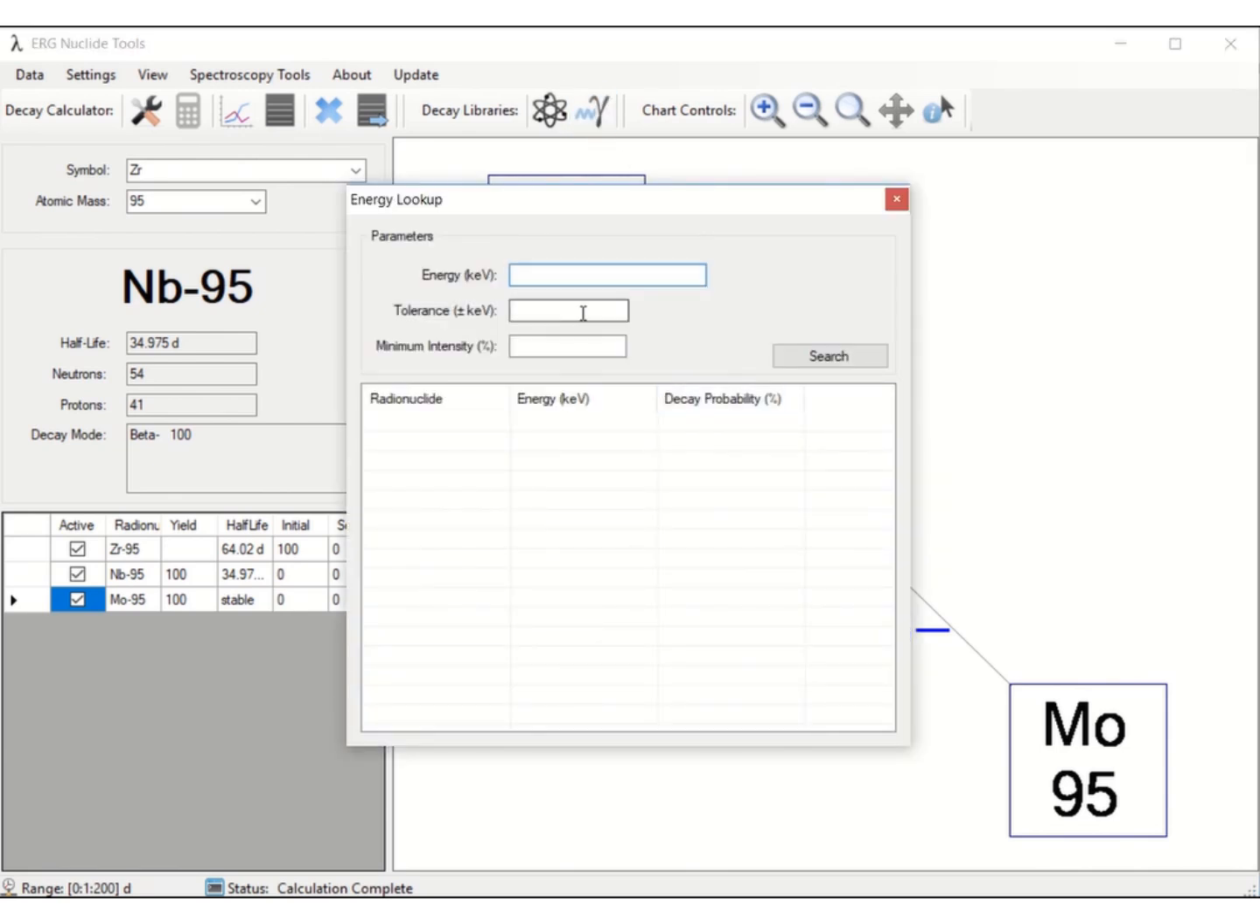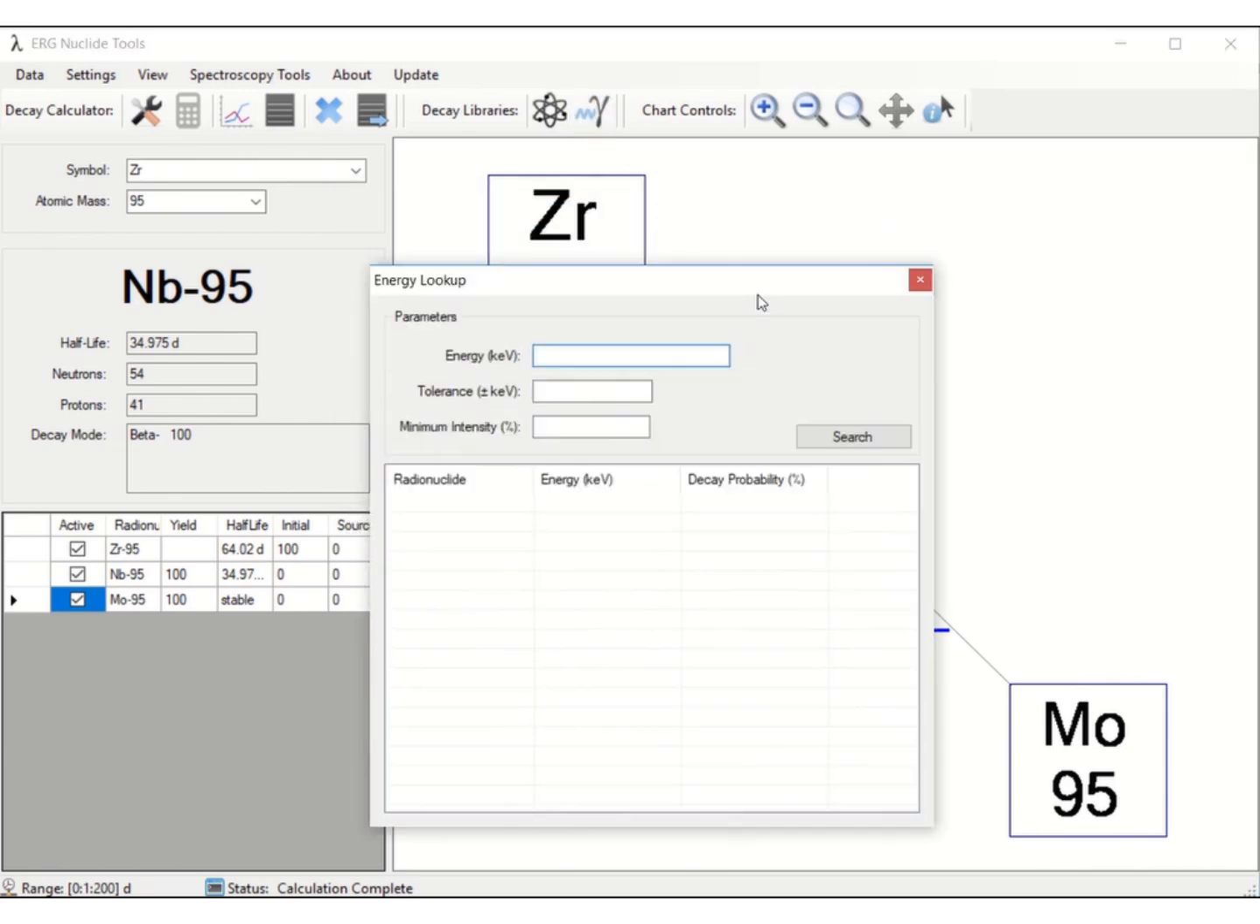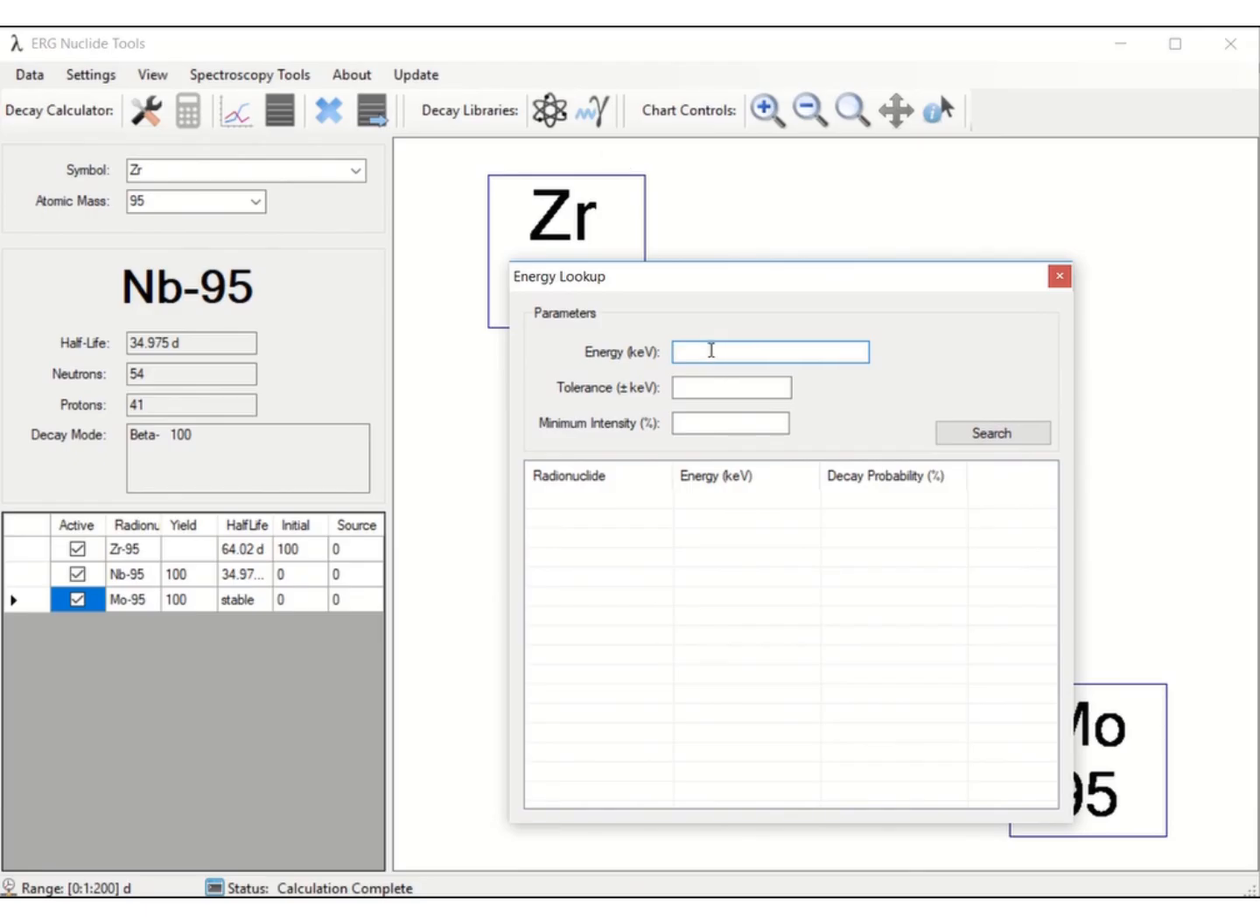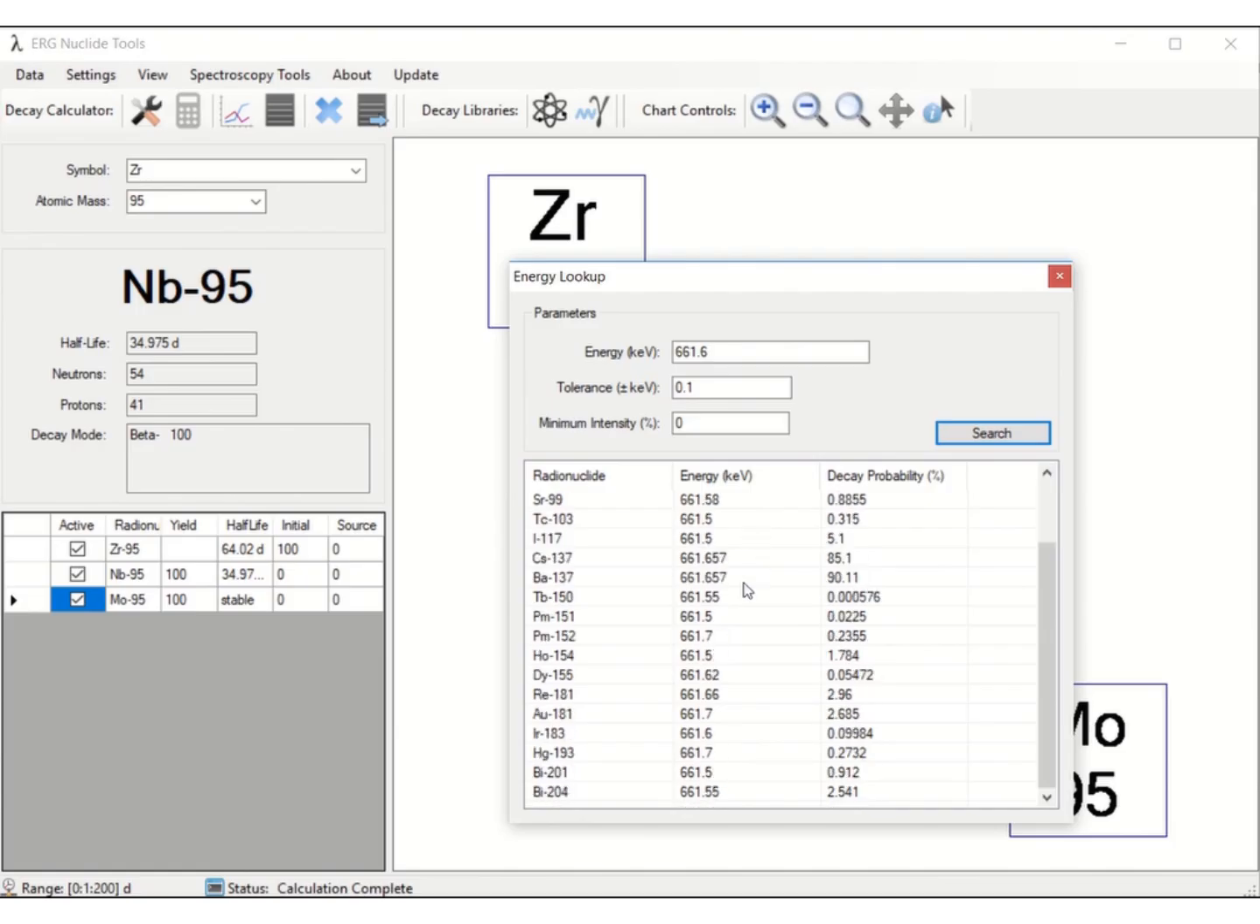I can also look up an isotope by its emission. If I just have a gamma decay, I can write in, for instance, a gamma of 661.6 keV. I can do a tolerance of 0.1 keV, so it'll be 661.5 to 661.7. It pulls up all these values. So if I just saw a gamma line, for instance cesium-137, that's the gamma I'm thinking of, I can get that gamma and also its decay probability.